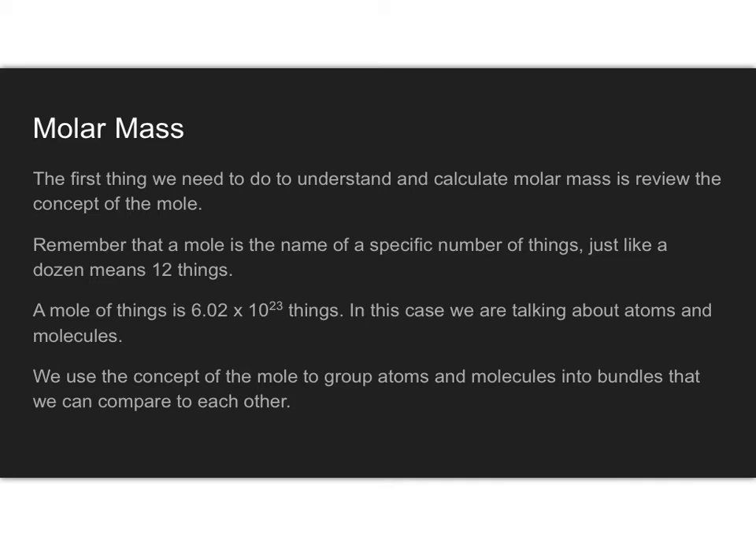So a mole of things is this really crazy big number, 6.02 times 10 to the 23rd. And in this case, it could be anything, right? You could have a mole of donuts or eggs or anything like that. But typically when we're talking about things on this scale, we're talking about atoms and molecules. So a mole of atoms or a mole of molecules or a mole of ions, those are the things we're really working with when we talk about the mole. What the mole does is give us a way to group atoms and molecules into bundles, and then we can compare the bundles to each other. Because if we know there's the same number of things in each bundle, we can then compare the bundles to each other.